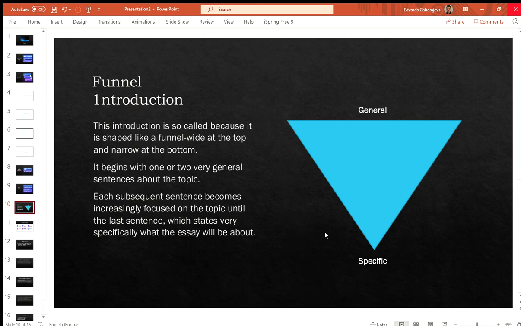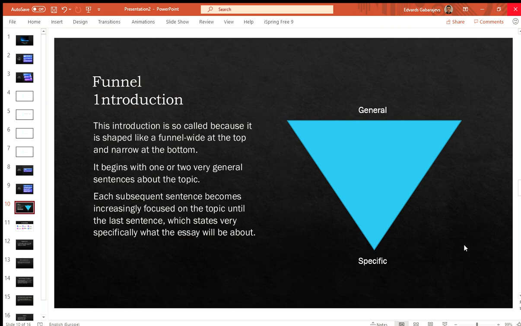And so yeah, funnel introduction or inverted pyramid introduction is one of the basic ways. So basically this diagram shows how it works, right? We start general and we go to our more specific idea. So imagine if you're writing about smartphones, for instance, and you want to discuss the impact of smartphones on the behavior of people.